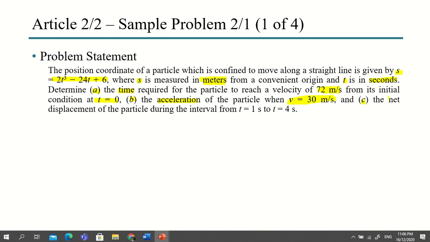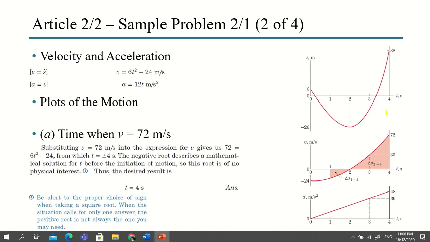And c, we are asked to solve for the net displacement. What is the net displacement of the particle during the interval from t equal to 1 second to t equal to 4 seconds? Here's our solution. We have the velocity, as discussed in our previous video. Velocity is equivalent to s dot, meaning the single dot indicates that we differentiate the displacement once with respect to t, and that is equal to v.